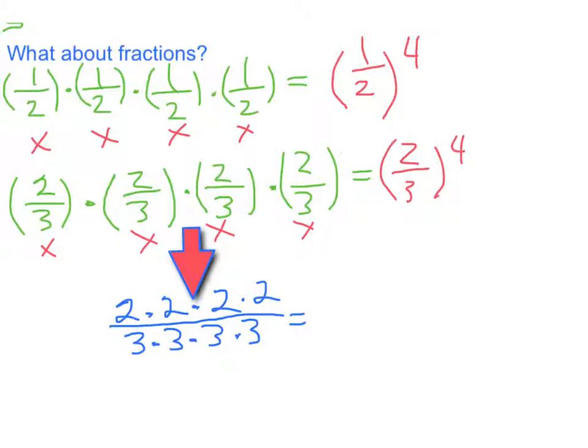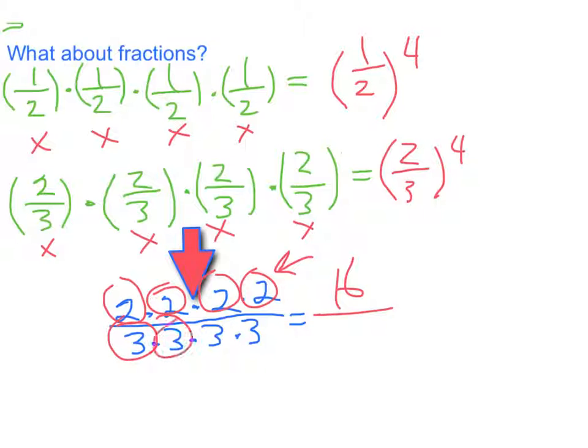If you were asked to multiply this problem out, you would take the 2's and multiply them together. 2 times 2 is 4, 2 4's are 8, 2 8's are 16. That would be over 3 times 3 is 9, 3 9's are 27, and 3 times 27 is 81. And that would be the answer.